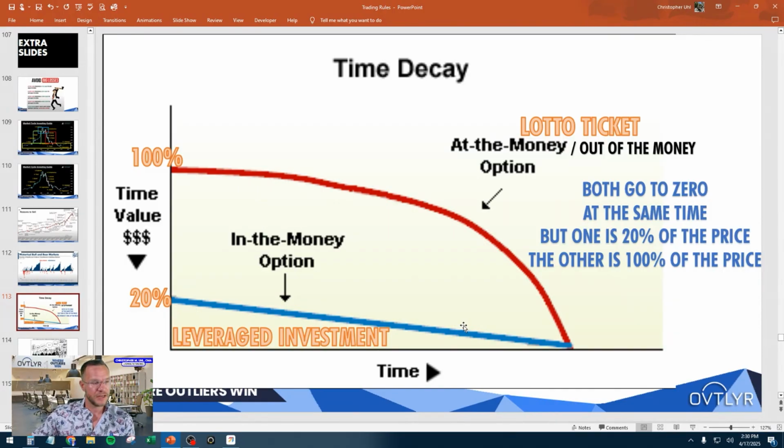Now, I generally start at 21 days. I'll go a little shorter, a little longer based on liquidity, or I may not trade at all based on liquidity. But the point is that when I'm doing the leveraged investment, I'm trying to keep my extrinsic value, what I have to pay for it, as low as possible.